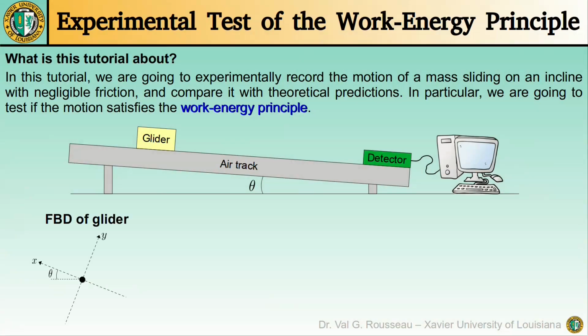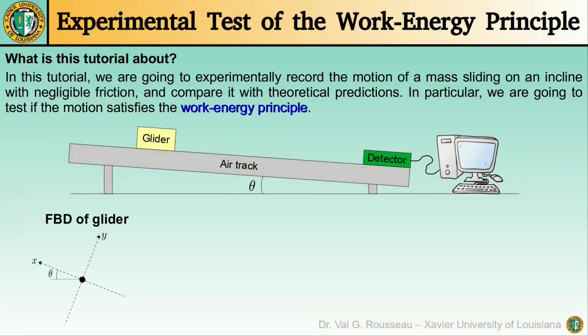As for any problem that involves an incline, it is a good idea to choose our x-axis parallel to the incline. The positive direction is chosen to point away from the detector. The y-axis is of course perpendicular to the x-axis, pointing up. We call theta the angle that the incline makes with the horizontal.